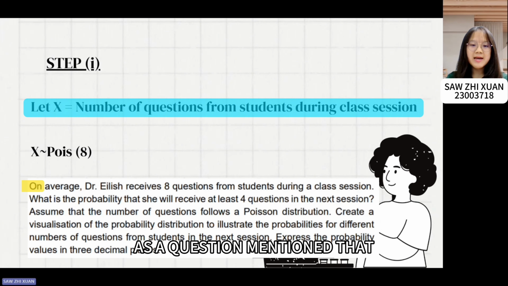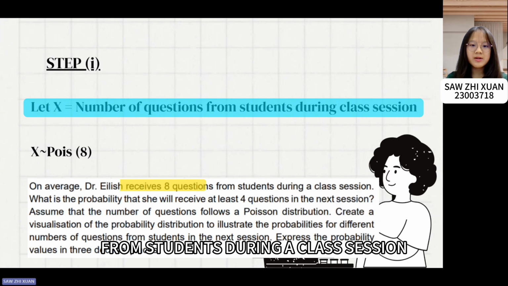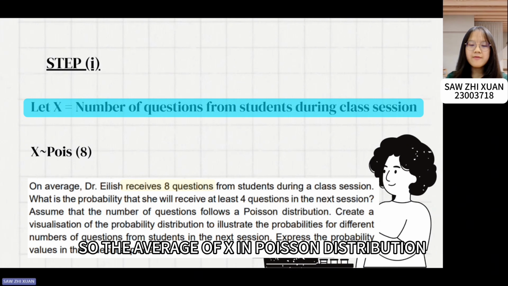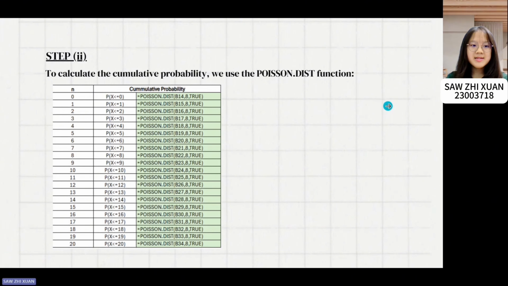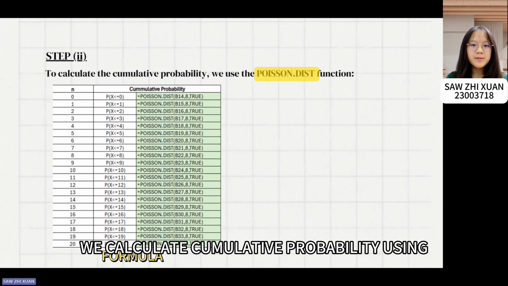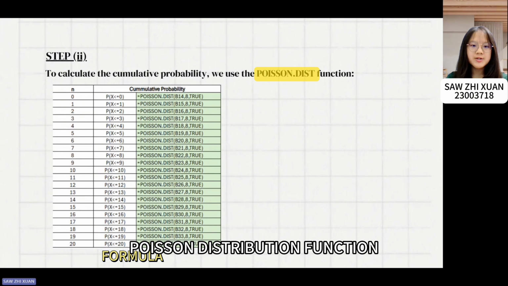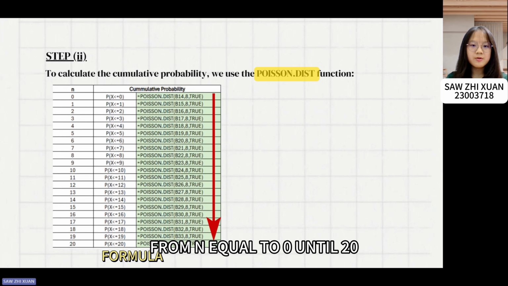The question mentioned that, on average, Dr. Alish received 8 questions from students during a class session. So, the average of X in the Poisson distribution is 8. Step 2, we calculate the cumulative probability using the Poisson distribution function from n equals 0 until 20.